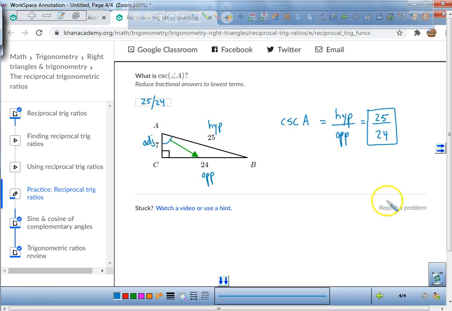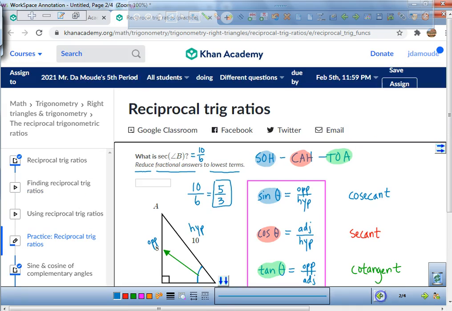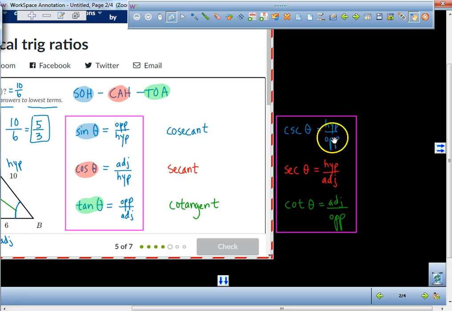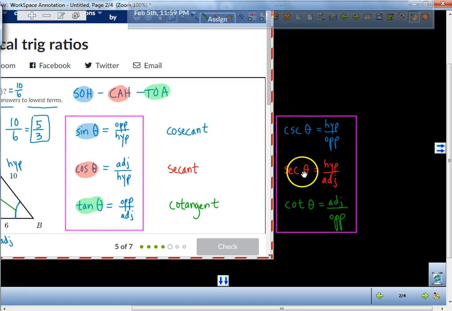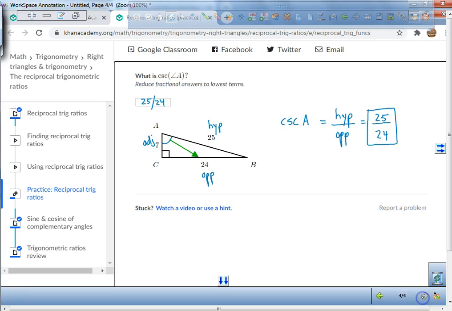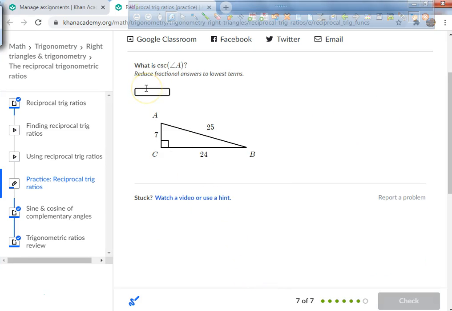Now, I'm kind of going by memory right here. So this is why you guys really need to do what? Have these in your journal. Remember, cosecant and sine are reciprocals. Cosine and secant are reciprocals. Tangent and cotangent are reciprocals. So make sure you have those down in your journal, and it makes it a heck of a lot easier to type in the right answers. All right, so 25 over 24, that's what I'm going to type in right here.